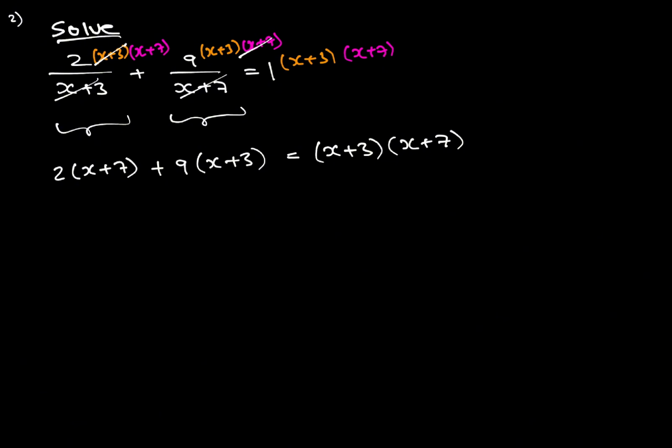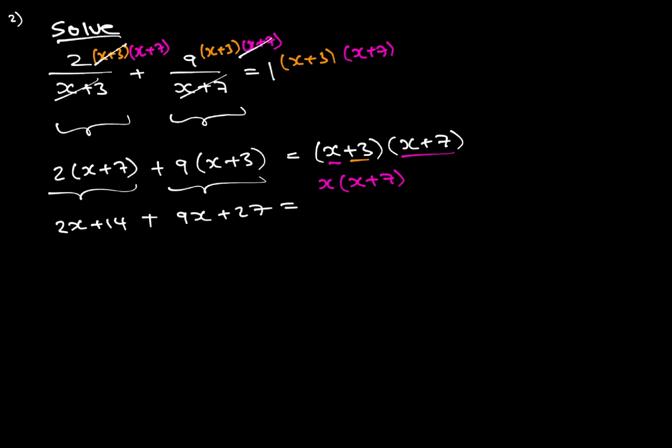Coming back to the question, I can now simply expand and simplify. So if I take 2 brackets x plus 7, that becomes 2x plus 14. Then if I expand 9x plus 3, it's going to be 9x plus 27, which is equal to... I'm going to use the expansion of single bracket method. So I've just got x, I'm going to multiply that by x plus 7. So it ends up being x brackets x plus 7.